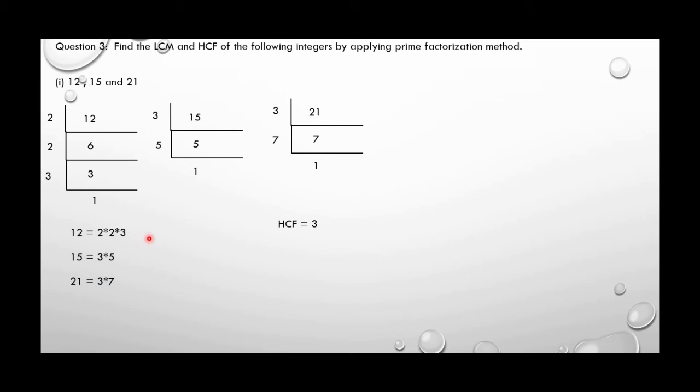In order to find the least common multiple, that is LCM, we need to multiply HCF with the rest of the terms. That is LCM equal to 3 into 2 into 2 into 5 into 7, which we will get as 420. Now moving on to the second question, they have given 17, 23 and 29.